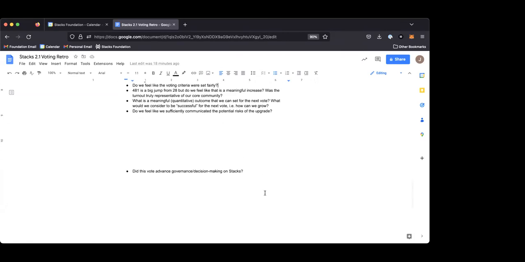Okay, so some questions here. Do we feel like the voting criteria were set fairly? A little bit of background on that. Jude, I think the 80 million threshold was set by doubling the highest amount of stacks in one wallet, right? So it was 40 million in the highest wallet. We doubled it to make sure that one person, or one wallet, couldn't dominate the vote.